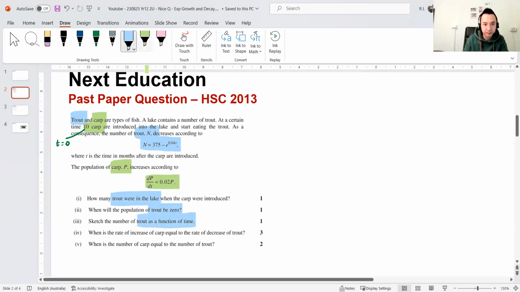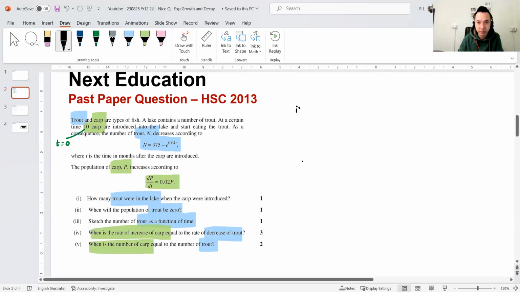What is the rate of increase? When is the rate of increase of carp equal to the decrease of trout? Set the differential equations dP/dt and dN/dt to be equal. And the last one: when is the number of carp equal to the number of trout? Sounds simple enough, but I guess some people get confused with the fact that there are two variables happening at the same time.